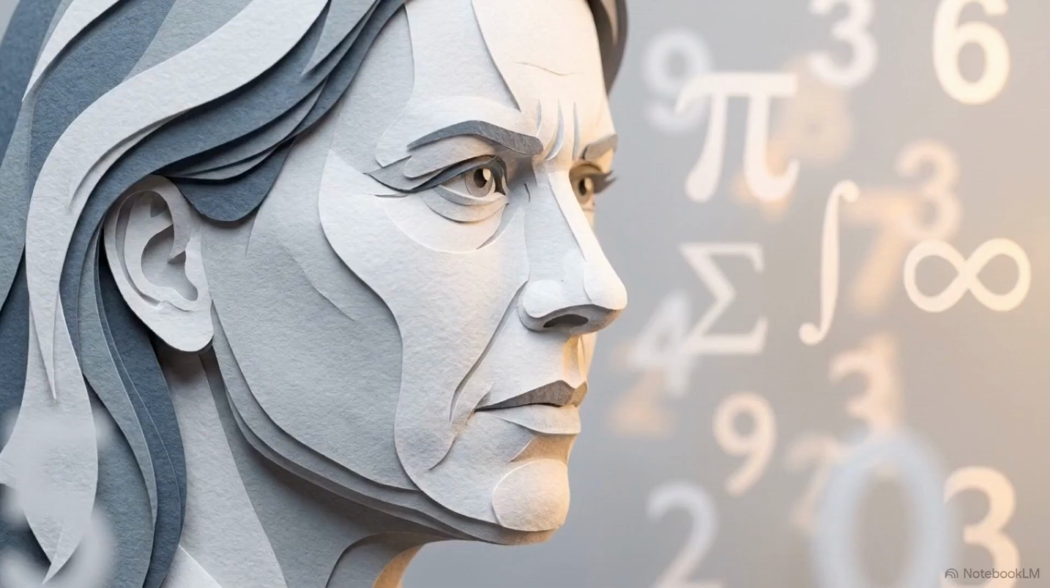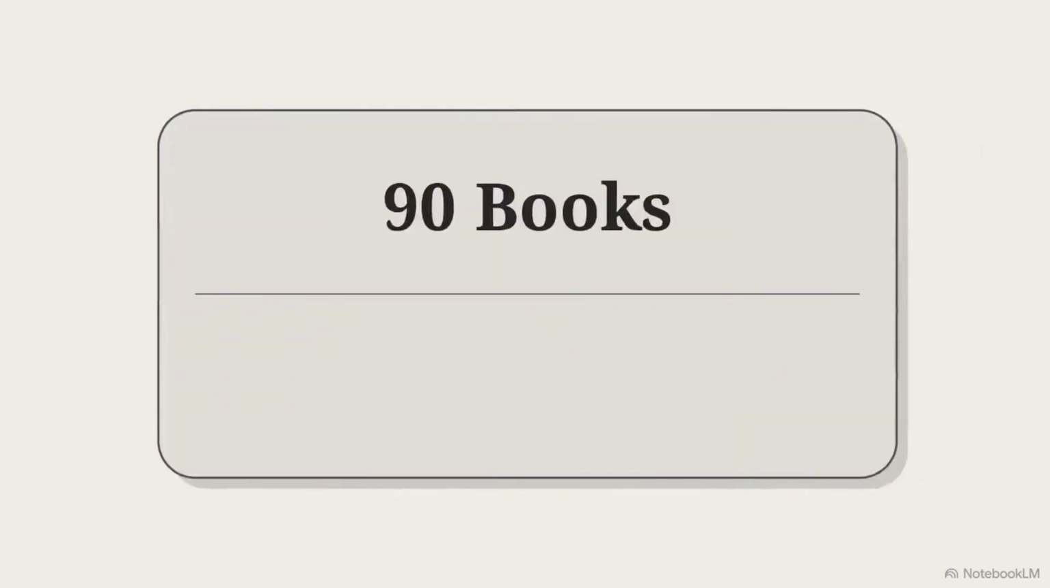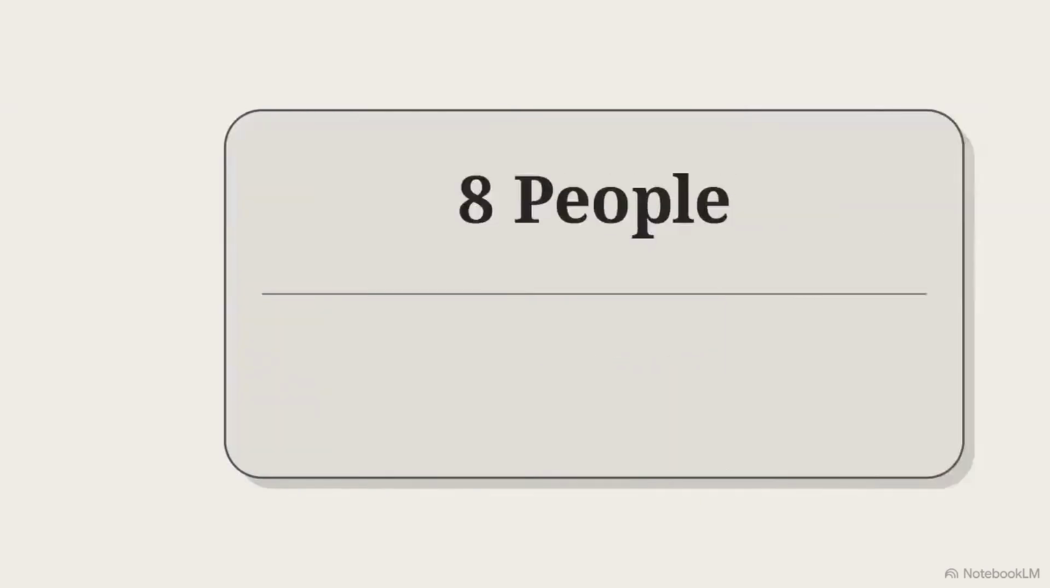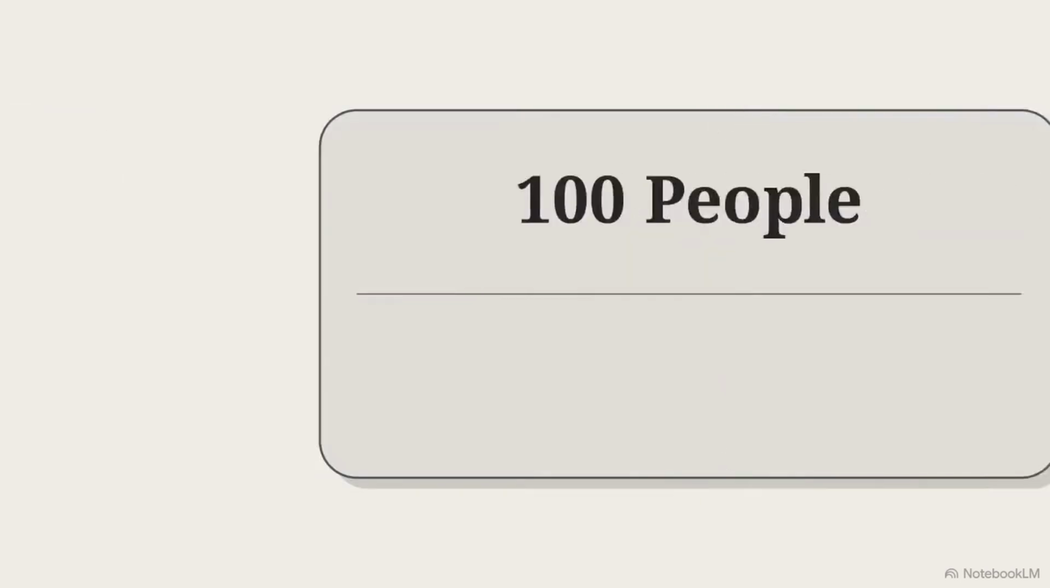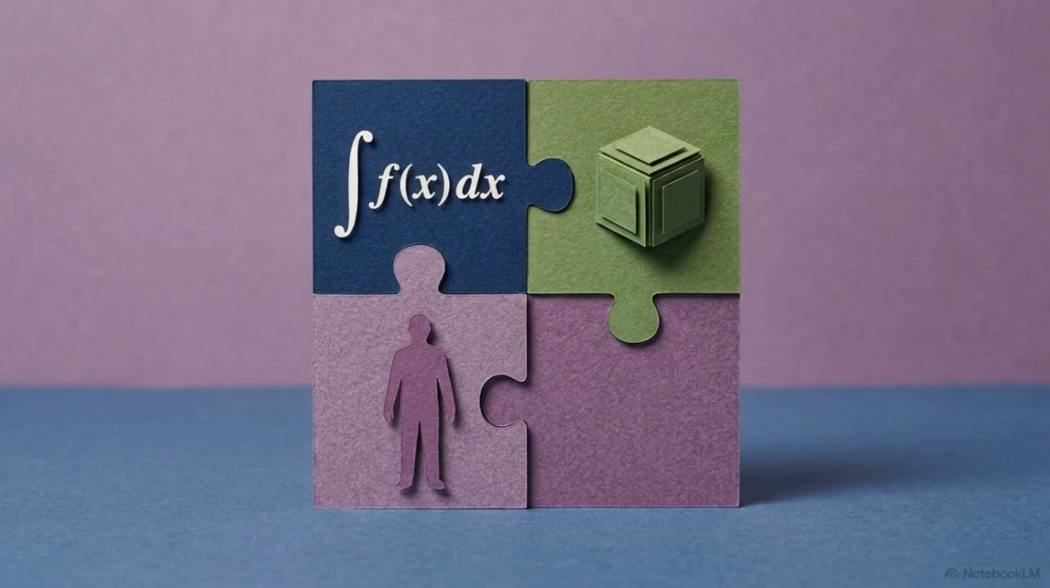Let's test these 3 systems together in a speed round. 1 breath for each prompt. 53 ducks? Cowgood sa tree tunag. 90 books? Now good lower. 8 people? Ochtanar. 100 people? Ket duina. Managing those prompts in real time requires you to coordinate syntax, noun forms, and human exceptions simultaneously.